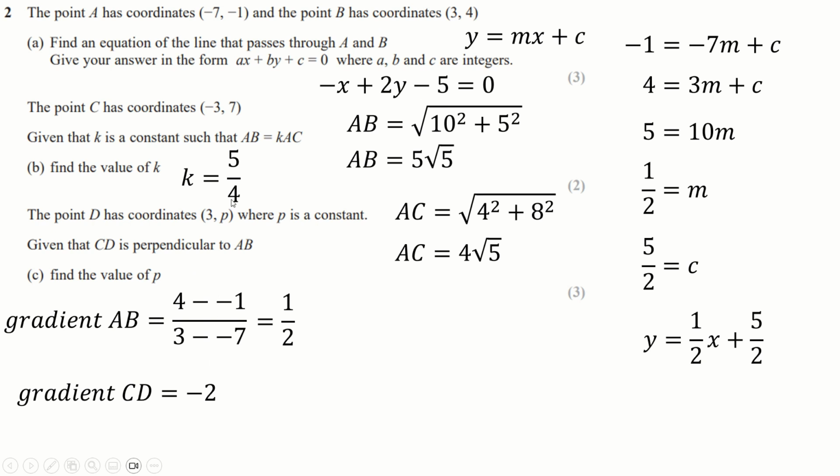And then we can just set up the same thing from C to D here. So this minus this over this minus this. And that's going to be minus 2 because we know it's the negative reciprocal of this one here. This is minus 6, times both sides by minus 6, we get this. And then you can say p is minus 5, I think, from there. And we'll have our answer.